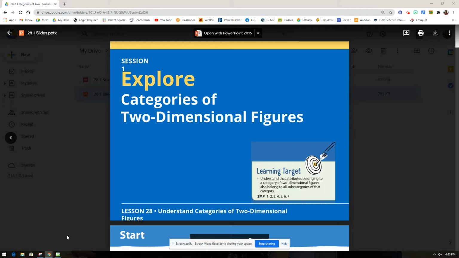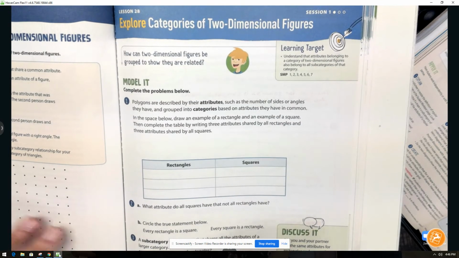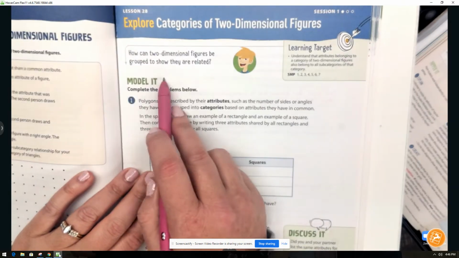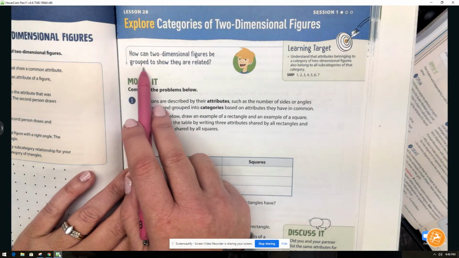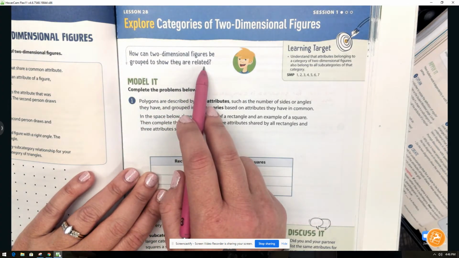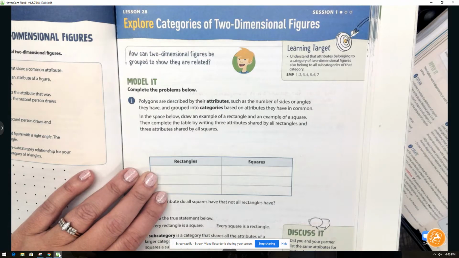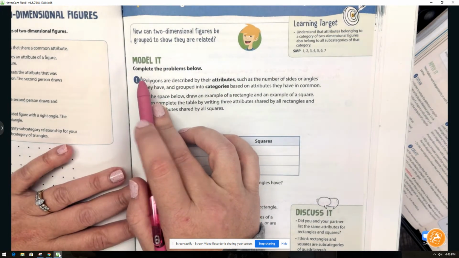So go ahead and open up your Ready Classroom Math Workbook and turn to page 575. All right, so on page 575, it says this. This is kind of what we're going to be thinking about as we're working today. How can two-dimensional figures be grouped to show that they are related? And to start to warm up our brains and think about it, we're going to go ahead and start right away with the model it.